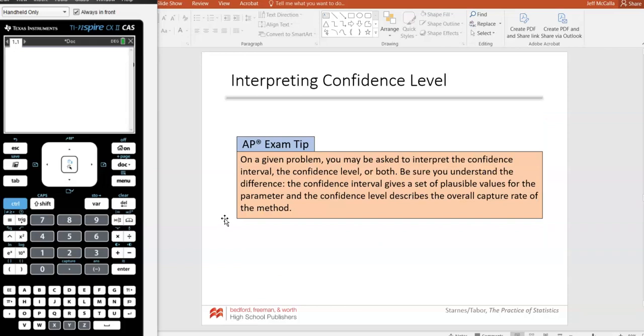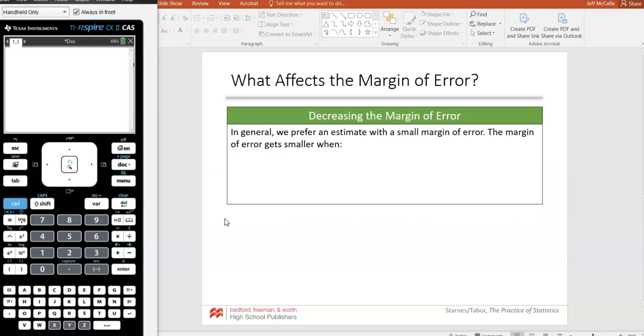You might have to do both, and that's really true. It's actually pretty common, so you need to understand the difference. I think that's the toughest thing about this particular lesson. The confidence interval, I like this, gives a set of plausible values. So if you're interpreting an interval, that's the set of plausible values for the parameter. The confidence level describes the capture rate, how often it actually captures the mean it's looking for.